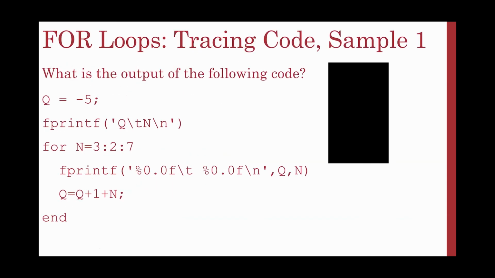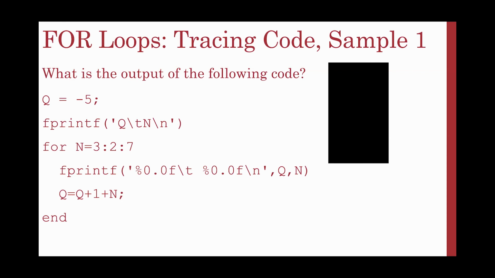So let's look at a for loop tracing example. What is the output of the following code? We have q is equal to -5. I want to print q, put a tab, and then put a new line for n. So for n is equal to 3 in steps of 2 to 7, we want to print the value of q, then the value of n, spaced with a tab, and then going to a new line. And then we want to say q is equal to q plus 1 plus n.